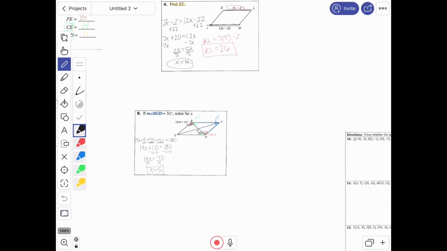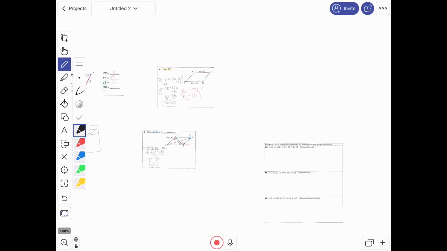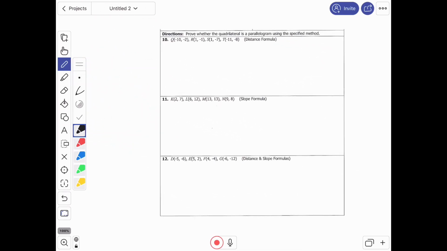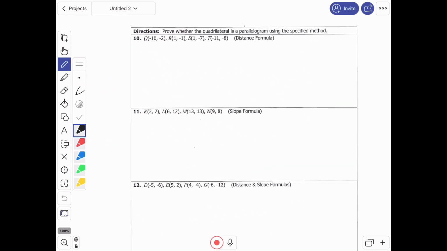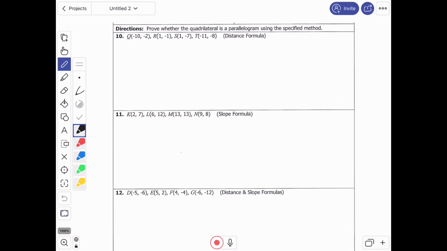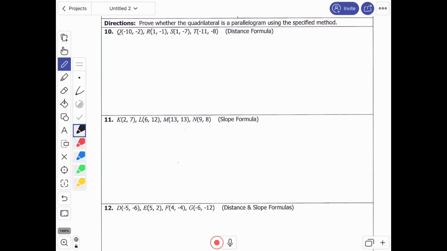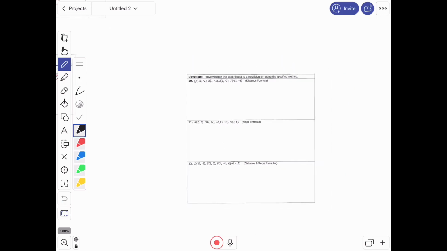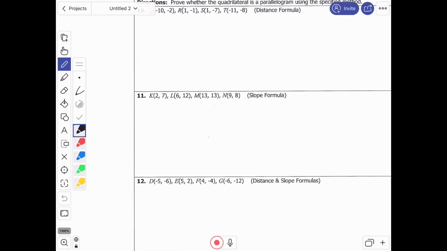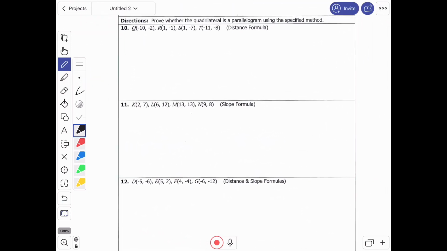Today, for your homework, we're actually going to practice more of what the notes were from yesterday, so proving parallelograms in the coordinate plane. These problems come from your homework. I think it's the same homework from Monday, but I'm going to post the worksheet again. Your only problems that you're doing are 10, 11, and 12.